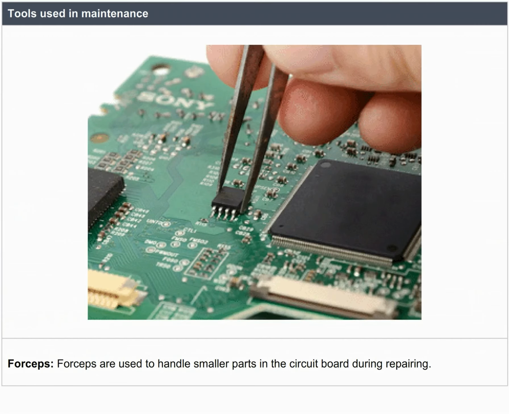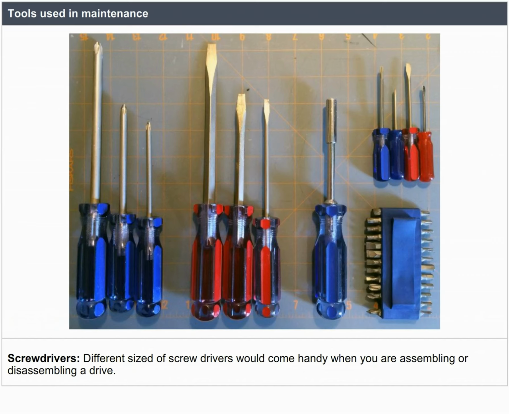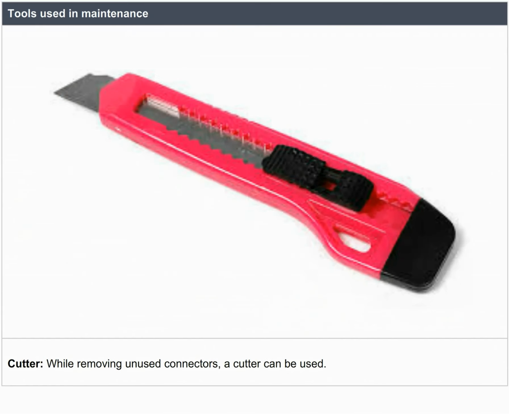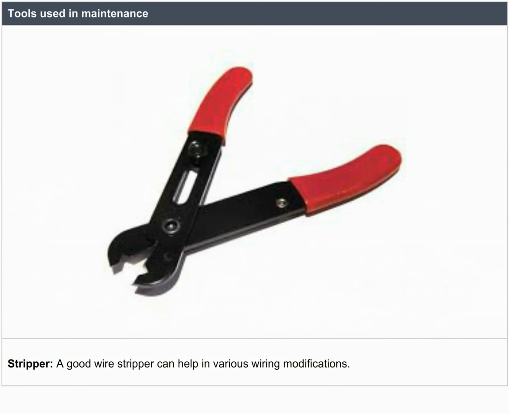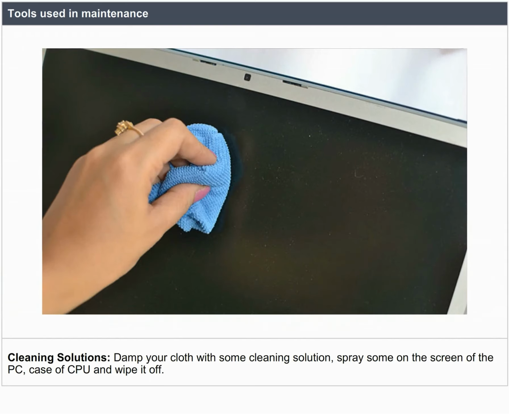Forceps. Forceps are used to handle smaller parts in the circuit board during repairing. Screwdrivers. Different sizes of screwdrivers would come handy when you're assembling or disassembling a drive. Cutter. While removing unused connectors, a cutter can be used. Plier. A plier can be used to tweeze screws inside a circuit. Stripper. A good wire stripper can help in various wiring modifications. Cleaning solutions. Damp your cloth with some cleaning solution. Spray some on the screen of the PC, case of CPU, and wipe it off.